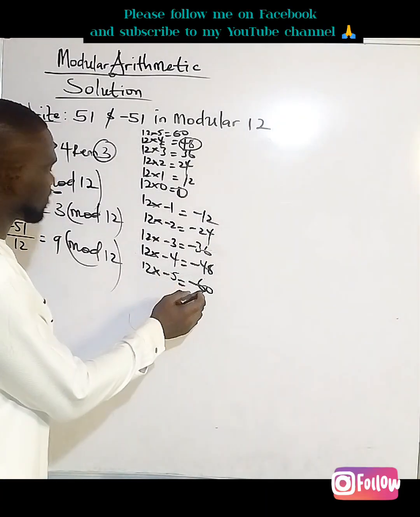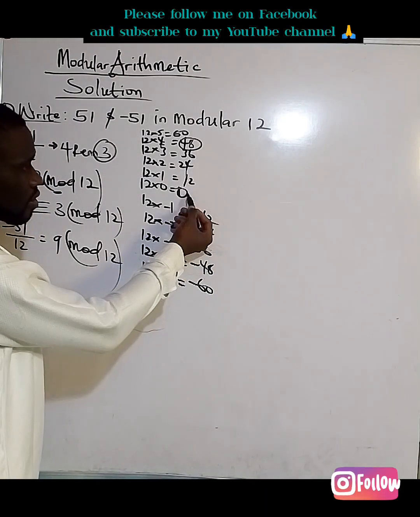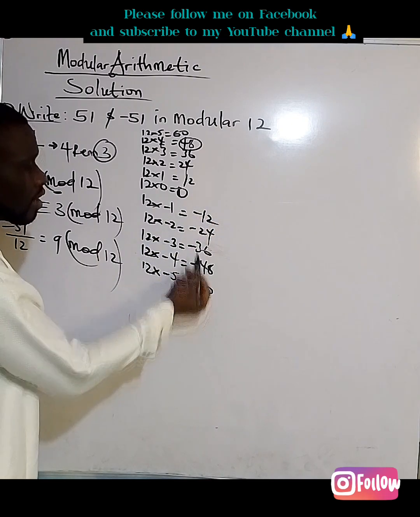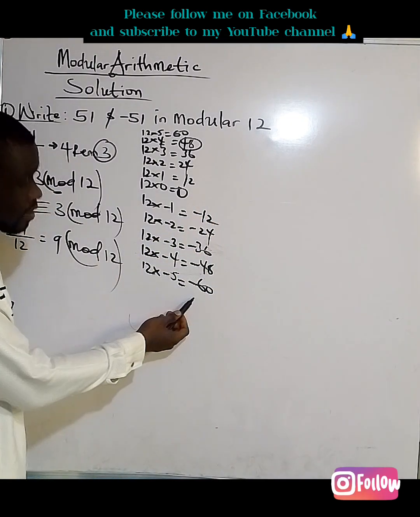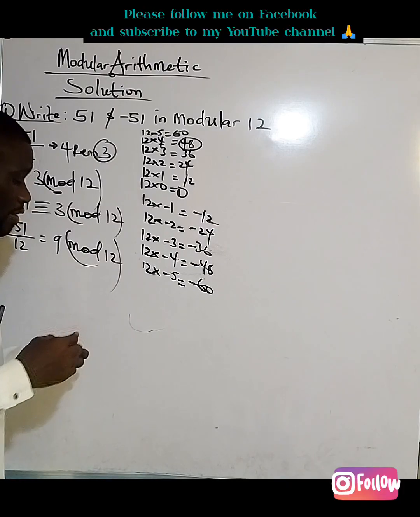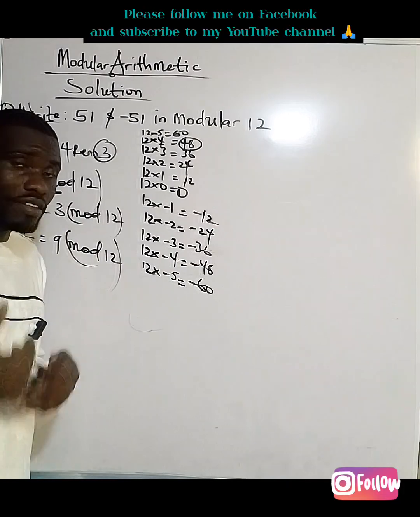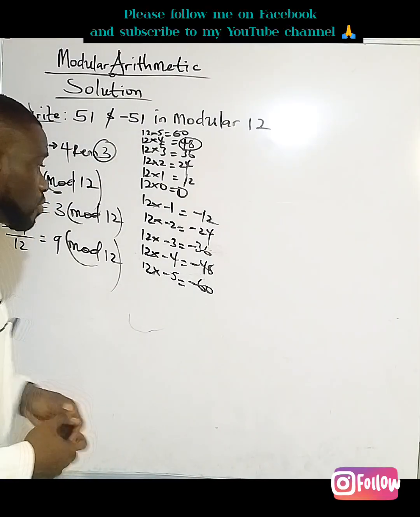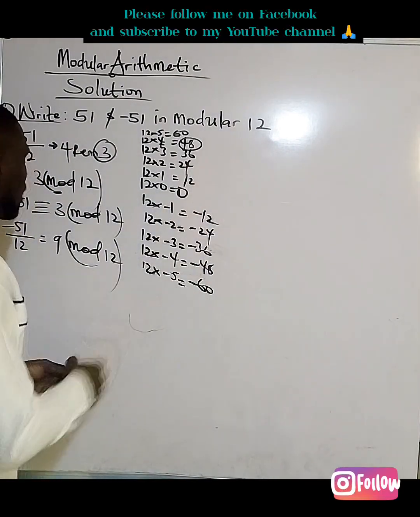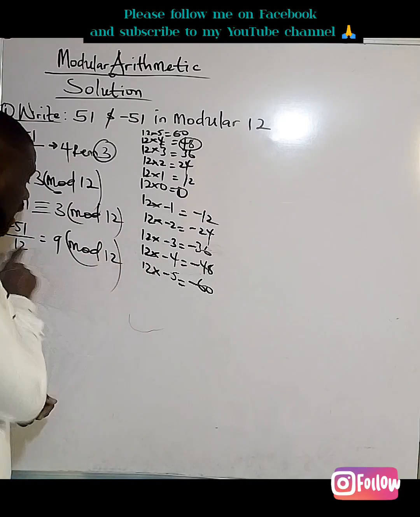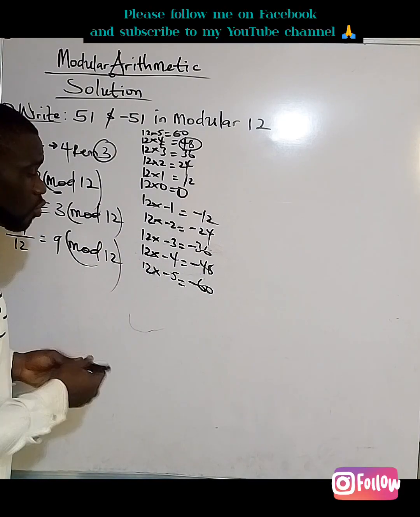Since minus 60 is smaller than minus 51, don't forget that all these ones, from 0 down to this place, are bigger than the minus 51 that we are looking for. We are looking for minus 51, so it's either we get minus 51 or we get something very close to minus 51. We can't go with either of these because they are bigger than minus 51. But this is lesser than minus 51, so we're going to go with this.